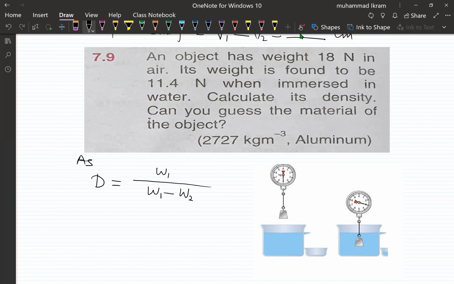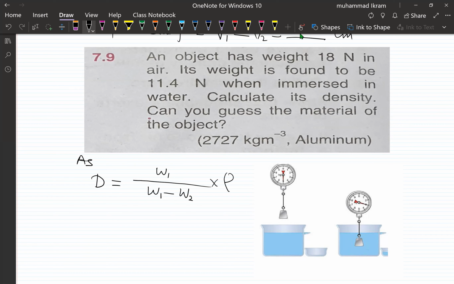Because you know it will lose weight in water. This is why you see, look, before it was greater and now it is smaller. And this will be equal to what? The density of the water, right? When a mass is in water. So we all know these things.